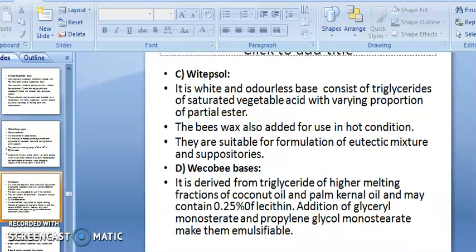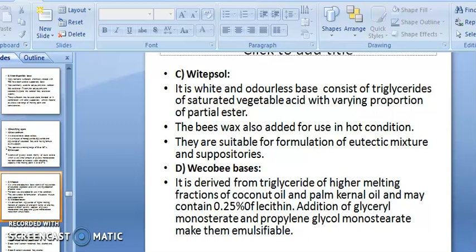Then Witepsol. It is a white, colorless, odorless base, consisting of triglyceride of saturated vegetable acid with varying proportions of partial ester. Beeswax may also be added for use in hot conditions. They are suitable for formulation of eutectic mixtures and suppositories.